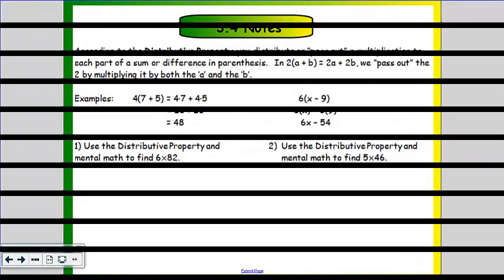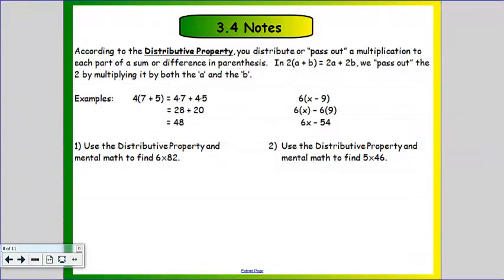This is the notes for 3.4, the distributive property. According to the distributive property, you distribute or pass out a multiplication to each part of a sum or difference in parentheses. In 2 times the quantity a plus b, the 2 is multiplied to both the a and the b, so we pass out the 2. So then our result is 2a plus 2b, which means the same thing as 2 times a plus 2 times b. Let's take a look at these examples.